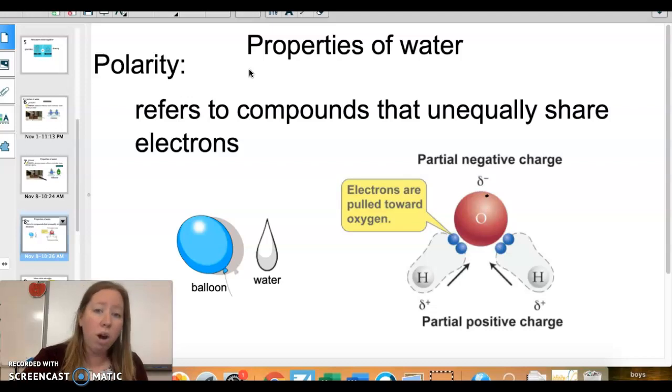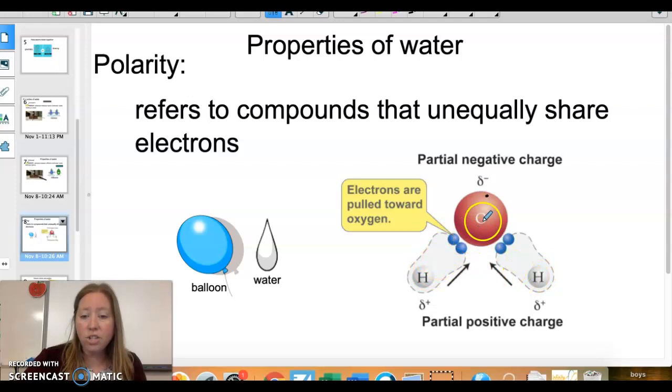The reason why water has cohesion and adhesion is because water is polar. What that means is that the electrons aren't being shared equally between hydrogen and oxygen, so there becomes a slight charge to it. If you look here, this is a picture of water, which is 1 oxygen and 2 hydrogens.